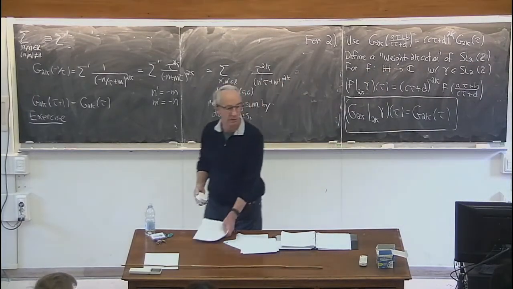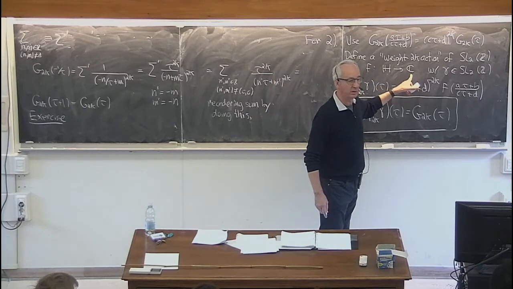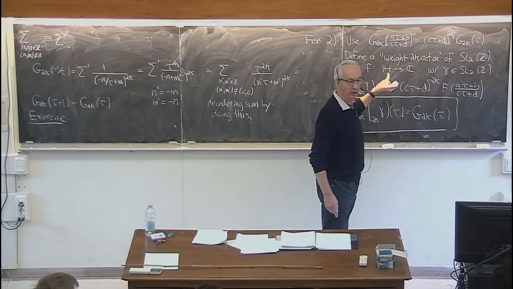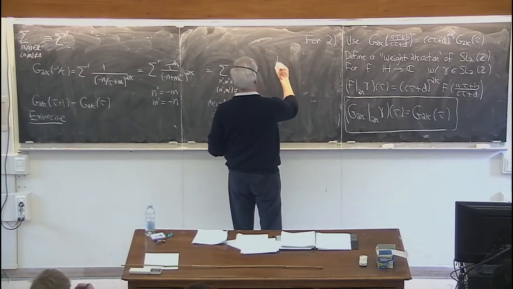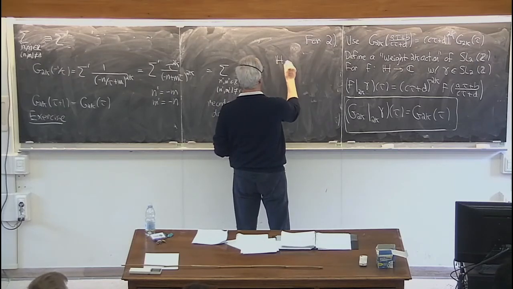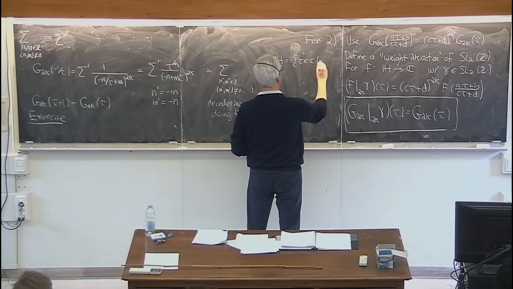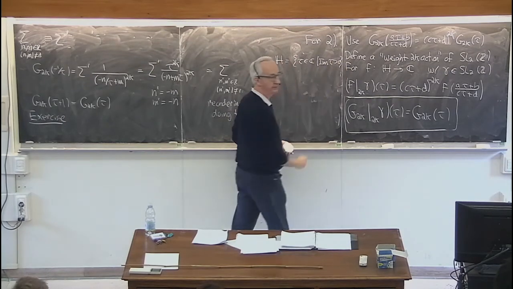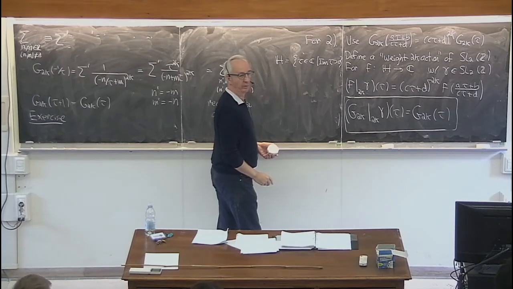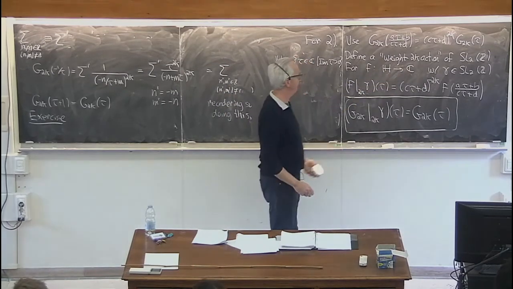Sorry, what's the complex numbers? They're maps, yeah, they're functions from the upper half plane. So H is the set of tau, which is complex, such that the imaginary part of tau is positive. So f is a function from the upper half plane to the complex numbers.